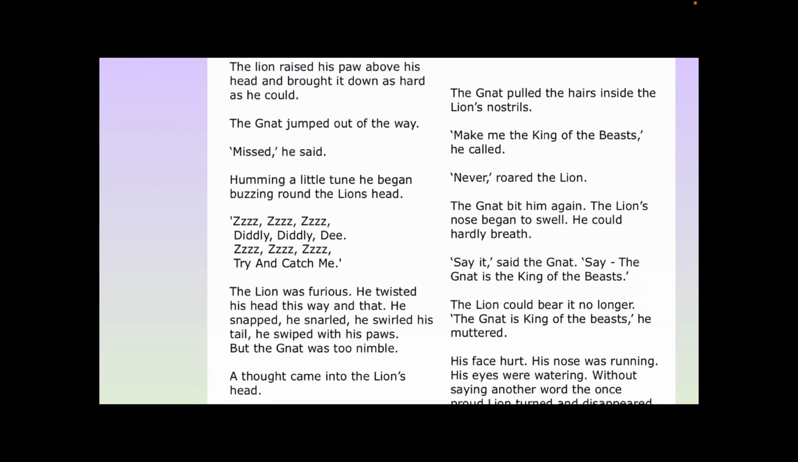So this word is interesting. The gnat was too nimble. So the lion is attacking and snapping and snarling and trying to get the gnat, but the gnat is too nimble to be caught. So maybe think about what nimble might mean. We'll write it down on the list.